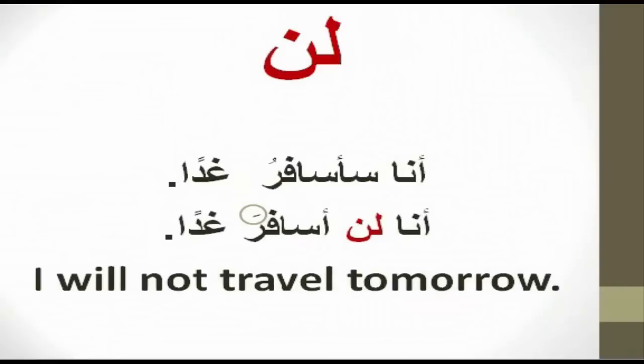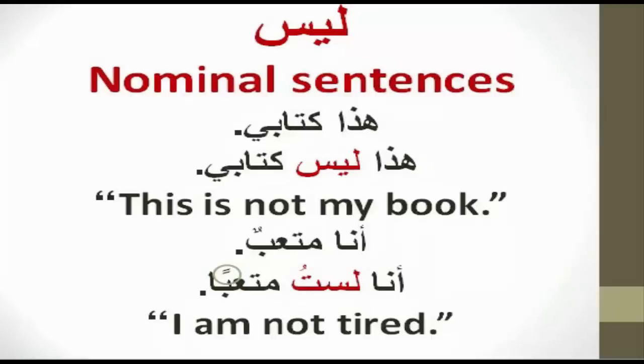And now, for nominal sentences, nominal sentences are negated by using ليس. And ليس should be conjugated in the appropriate way according to the subject of the nominal sentence. This lesson about ليس has been discussed before, so you can watch the video for ليس and how to conjugate it with the personal pronouns. And now I will show you some examples.